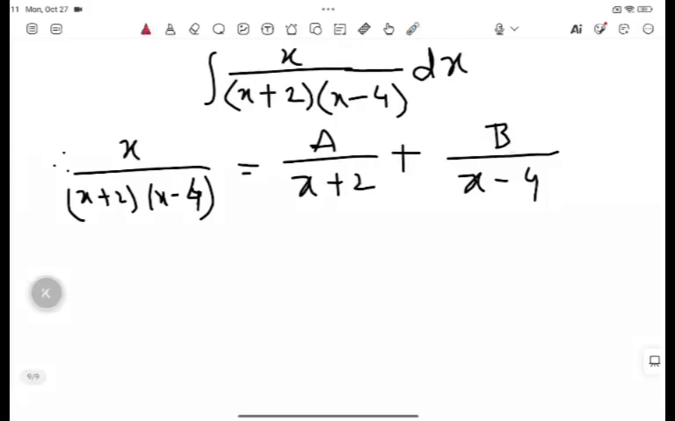Now what we're going to do is very interesting actually. We need to find A and B, right? Because A and B are two constants that we have assumed.